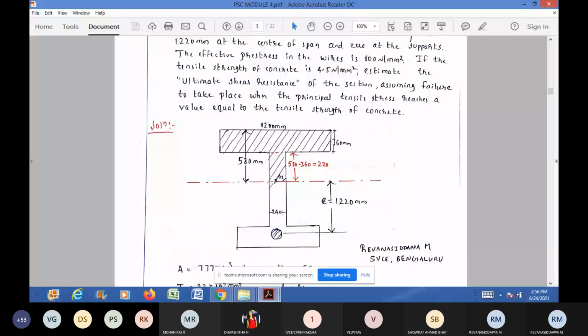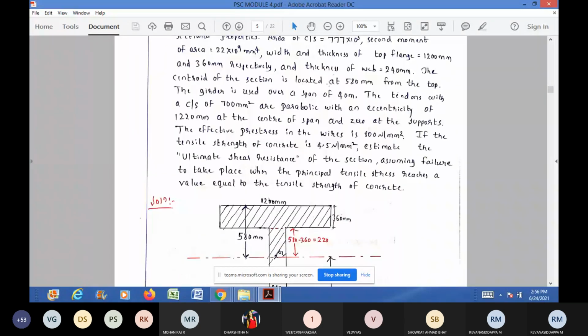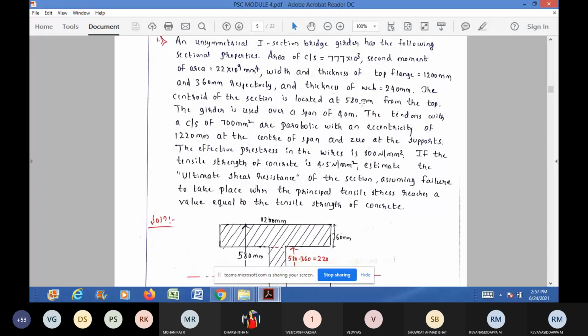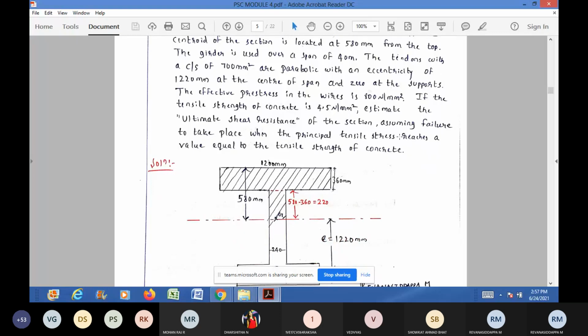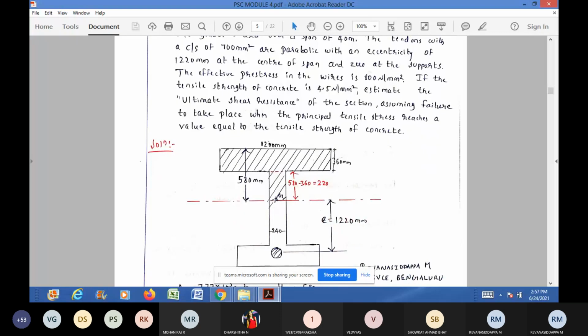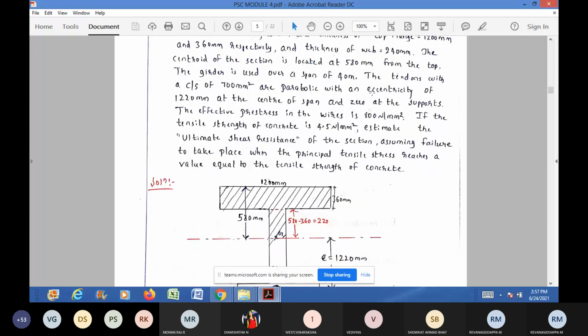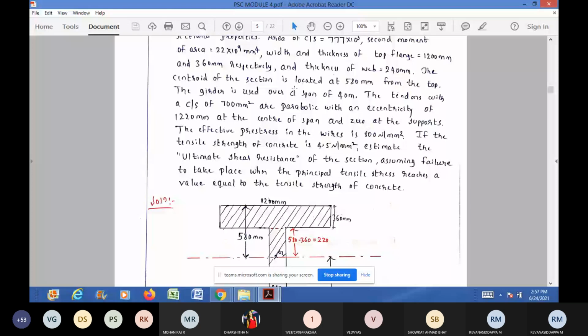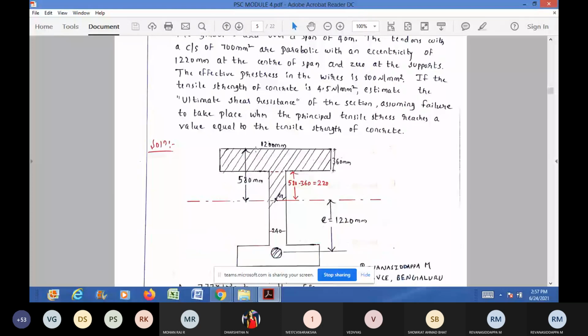The centroid of the section is located at 580 mm from the top. The distance of the centroid with respect to the top fiber is given. That is also mentioned. From the top, the centroid is located at a distance of 580 mm.